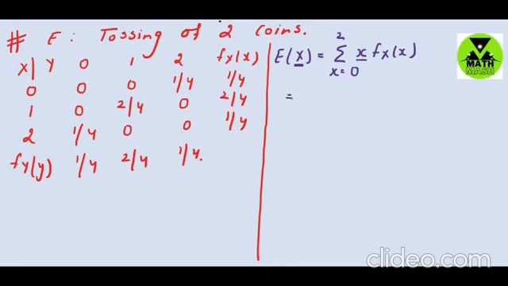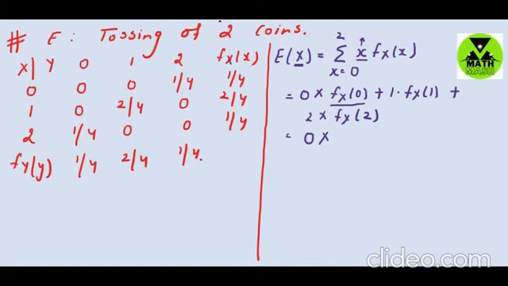So this is equal to x. When x is 0, substitute this small x as 0. So this becomes 0 multiplied by fx at 0, plus then x is 1. So substitute x is equal to 1, so 1 into fx at 1, and the third is x is equal to 2. So this becomes 2 multiplied by fx at 2.